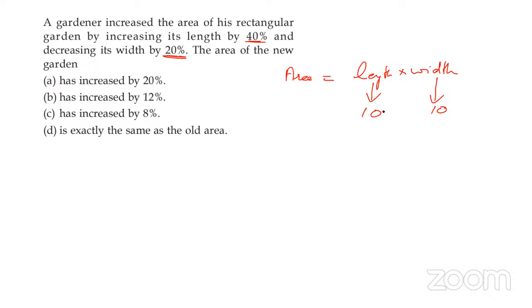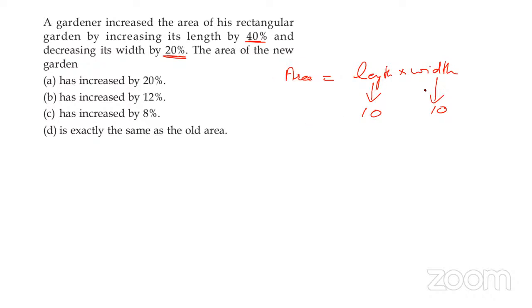10 or 100, it's all up to you. Okay. Why do I assume 10? That's the next point. Why do I choose 10 as the length and the width? Because if it is 10, it's easy to find 40% and 20%. So calculation wise, it would be very easy. That's why I choose 10.